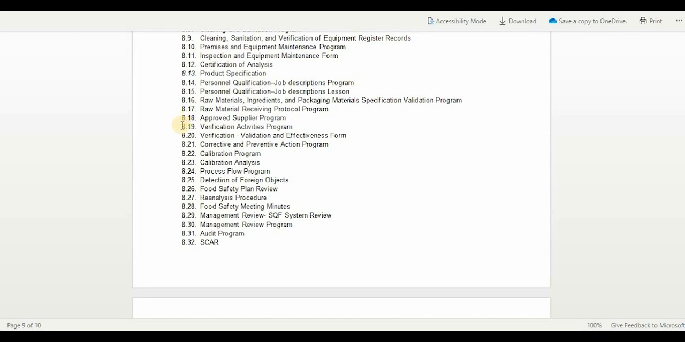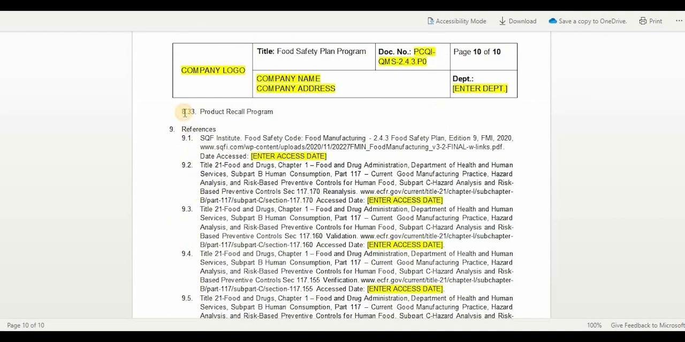approved supplier program, verification activities program, verification, validation, and effectiveness form, the corrective and preventive action program, followed by calibration program, calibration analysis, process flow program, the detection of foreign objects, food safety plan review, reanalysis procedure, food safety meeting minutes, management review SQF system review, management review program, audit program, SCAR, and product recall program.